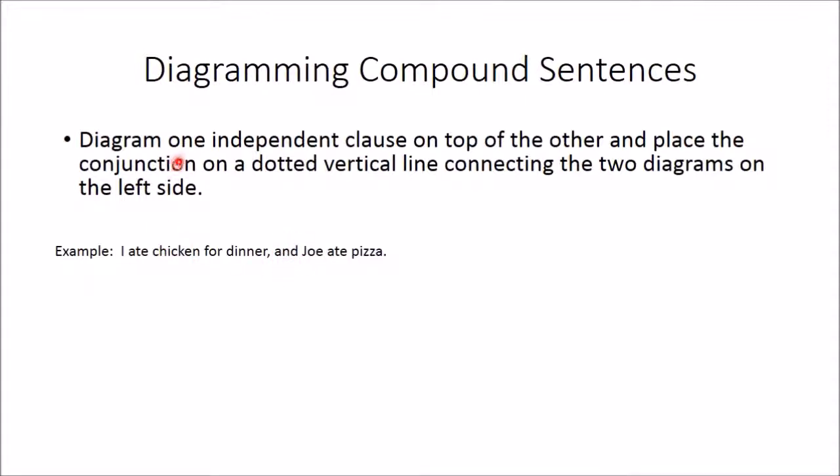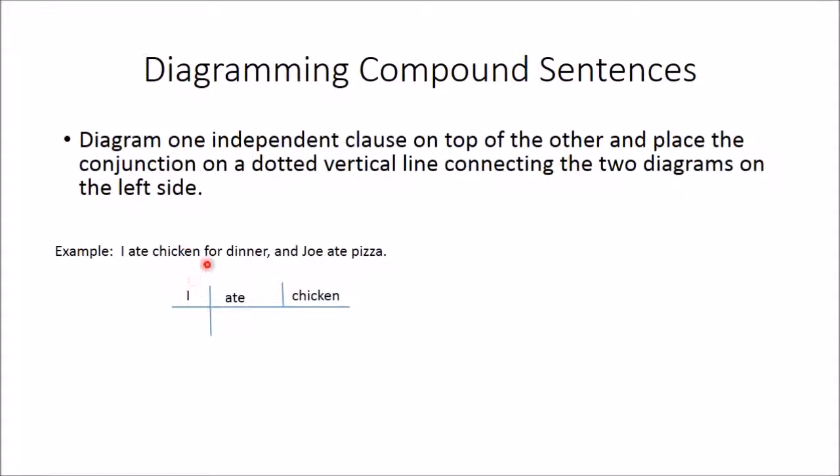So I'm going to diagram one independent clause on top of the other. So I'm going to start with this independent clause. I ate chicken for dinner. So draw my T. What do I have? I have a subject, I, and I have the verb ate. And what did I eat? I ate chicken. So that's a direct object. That's a noun doing the job of direct object. So I'm going to draw that little line and add my direct object.